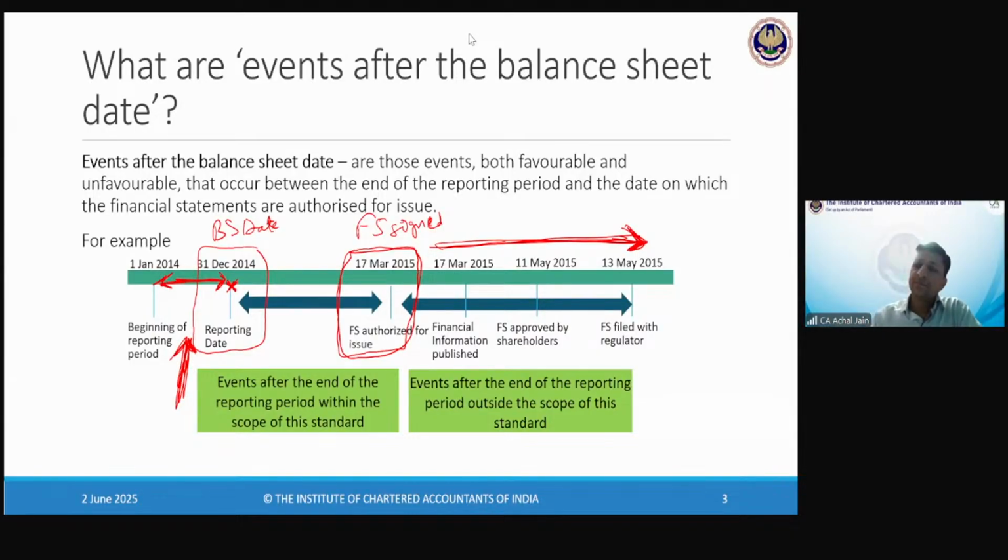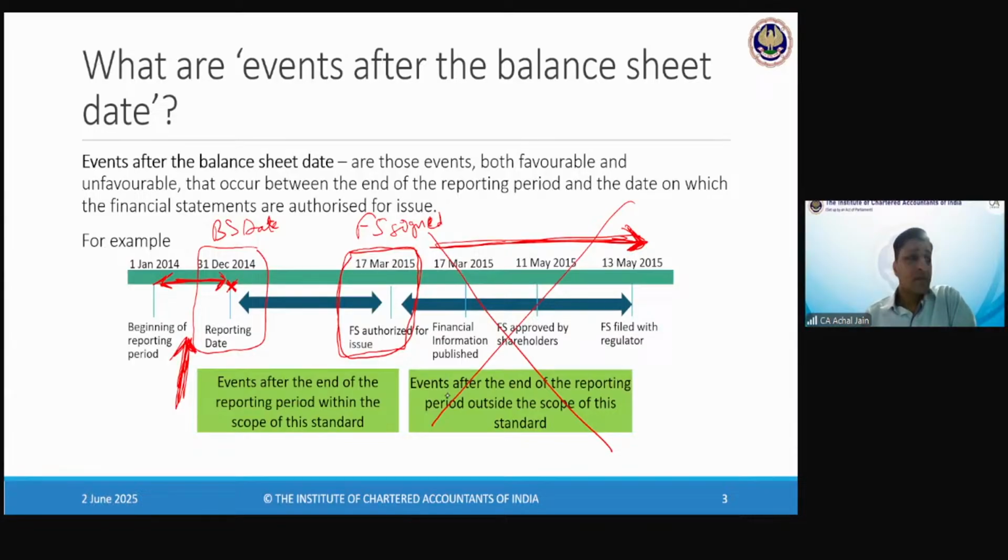Okay, now if you look at this period from 17th March 15 onwards, will this have any impact on the reporting year, which is from 1st January 14 to 31st December 14? Answer is no. Answer is no. So that means this period can be completely ignored by us.